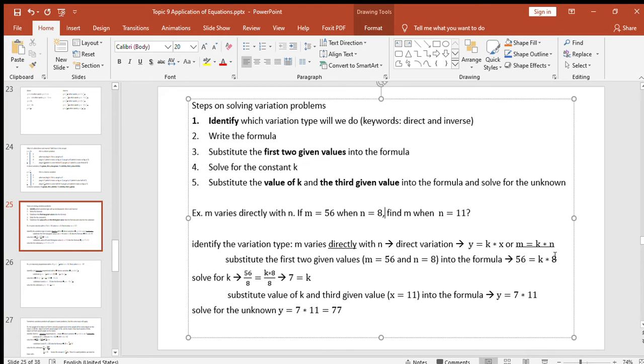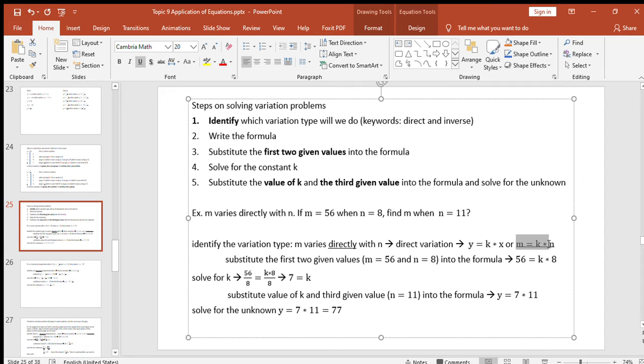You kind of see that k is unknown, right? We don't know what k is. But we're going to use these 2 numbers and we're going to solve for k. How do we do that? Well, we isolate k by dividing both sides by 8, and you're going to get 7 is equal to k.